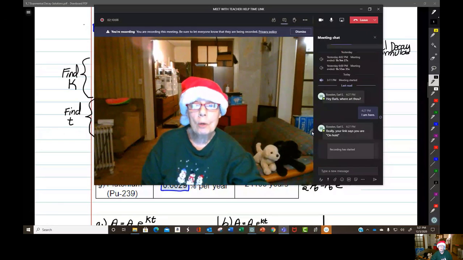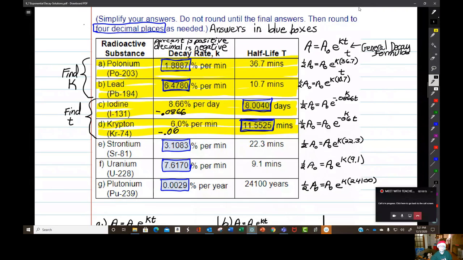Okay, we are now going to talk about radioactive half-life. The answers that we're going to be looking for are in blue boxes. So it stands to reason that what we already know, the given information, is right here. These are the given times. These are the given Ks. And I have done the first four problems for you to help you get a feel for how to conquer half-life problems.